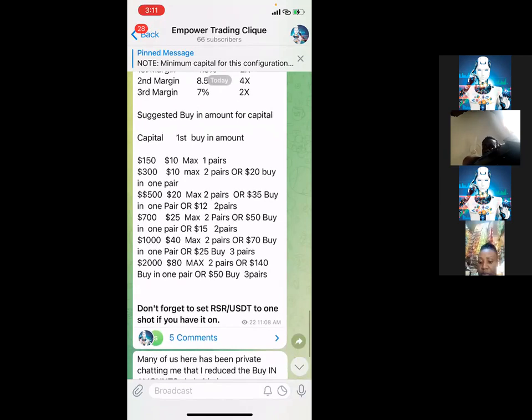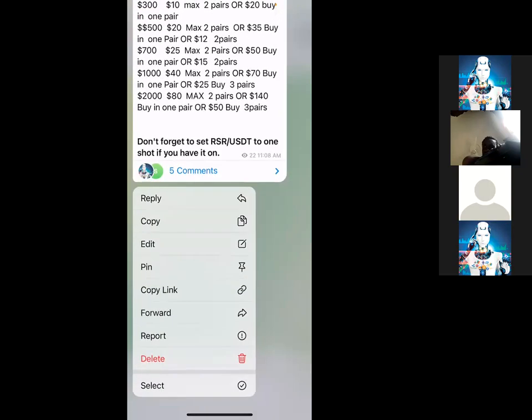If you have $1,000, this is where the thing is getting sweeter. Oh my God. Some of you noticed I was using $40 to be entering my own transaction. It's because my account is $1,000 now. If you're $1,000, okay.